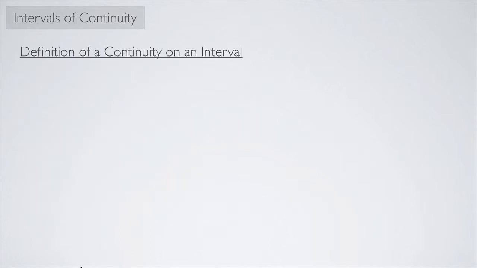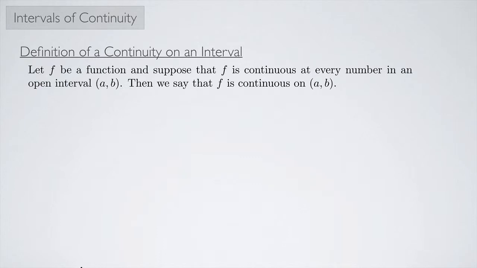Okay, we can also define continuity on an interval. Up until now, we have just been talking about points. What about on an entire interval? So let f be a function and suppose that f is continuous at every number in an open interval (a, b). Then we say that f is continuous on that open interval (a, b). And there's two special cases I want to look at.